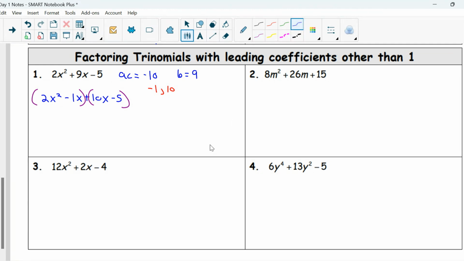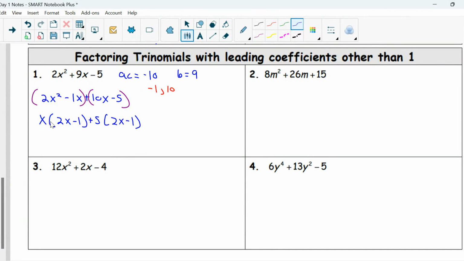Okay, from each of these groups, I'm going to factor out a greatest common factor. In group 1, my greatest common factor is just x. So I have x times 2x minus 1. And for my second group, I can factor out a 5. So I have plus 5 times 2x minus 1.